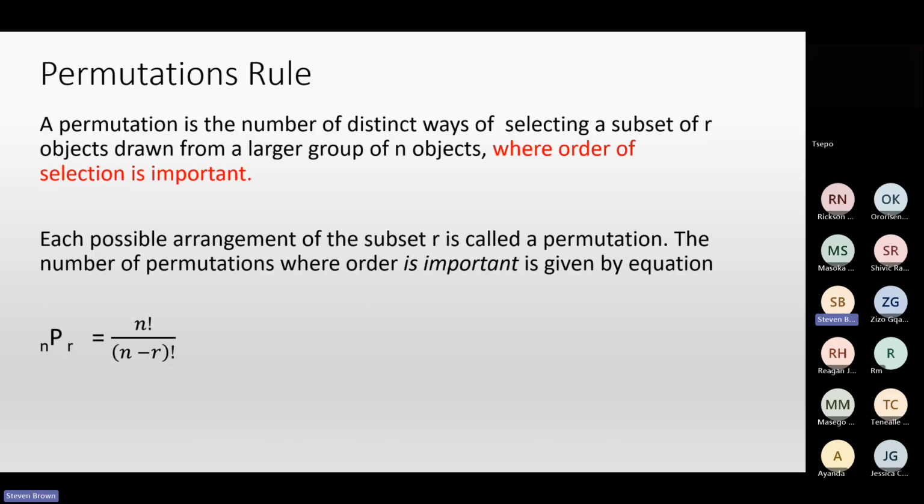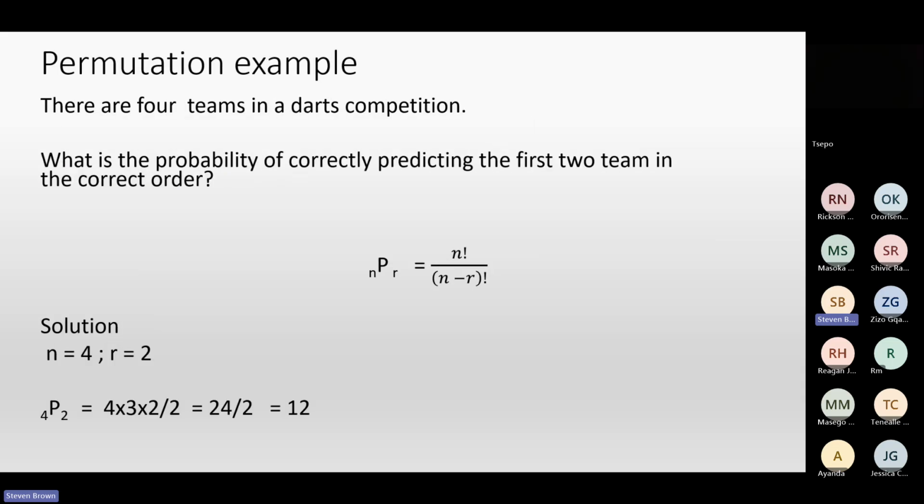And then finally, permutations is where order does matter. There's your permutation formula. What have we dropped here? We've dropped the r factorial. The kind of question they ask: there are 4 teams in a darts competition. What is the probability of correctly predicting the first 2 teams, in the correct order? You're going to put in 4 there, and 4 minus 2 there. So it'll be 4 times 3 times 2 divided by 2. So your answer will actually be not 12 as a percent, it'll be 1 in 12.